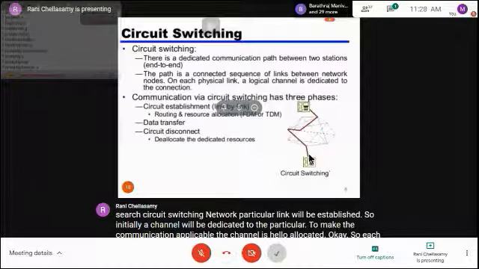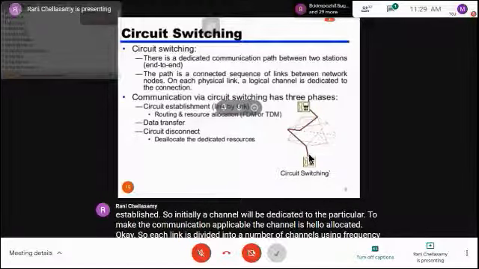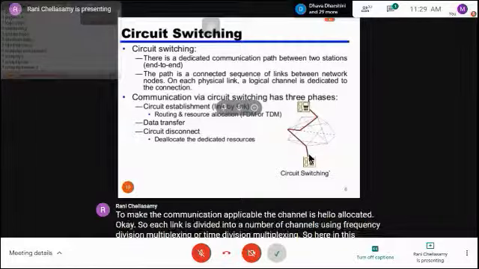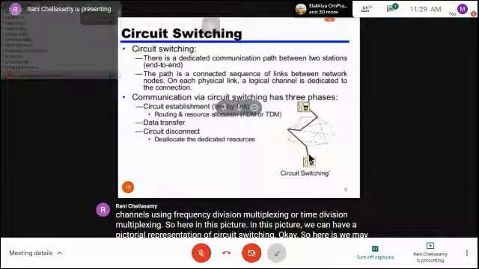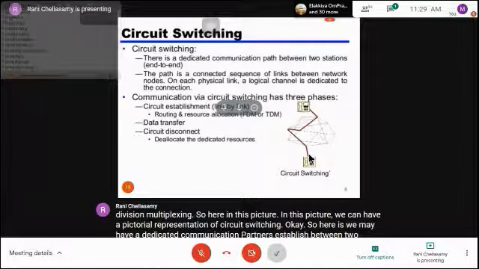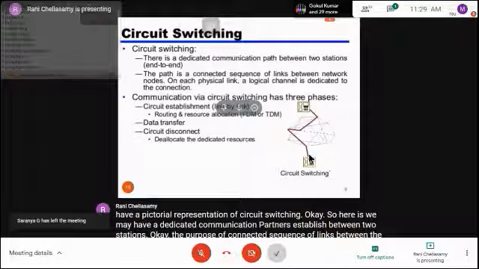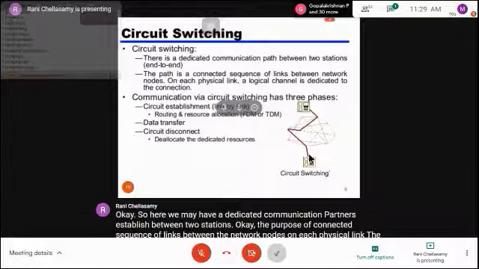Here in this picture we have a pictorial representation of circuit switching. A dedicated communication path is established between two stations. The path is a connected sequence of links between the network nodes. On each physical link, the logical channel is dedicated to a particular connection. If you are going to have a circuit switched network, three phases have to be followed.